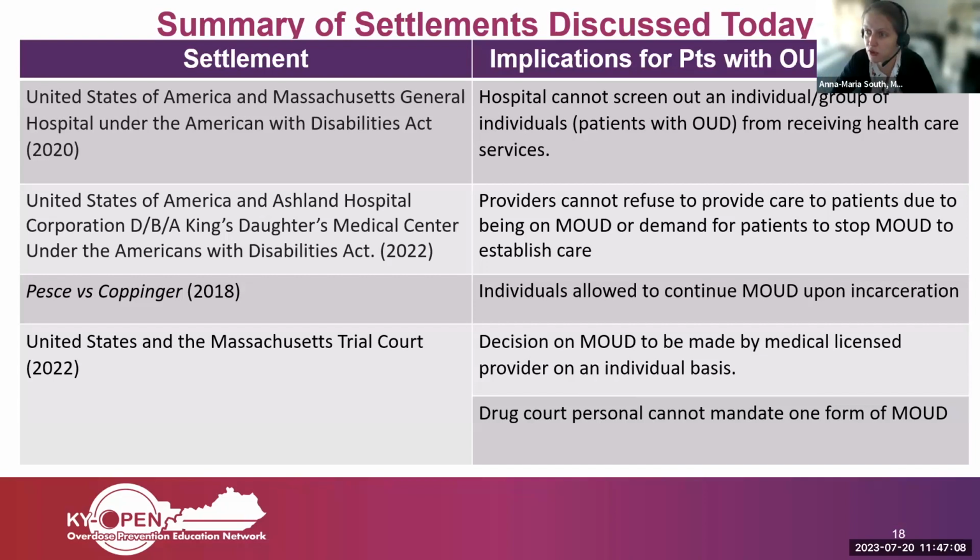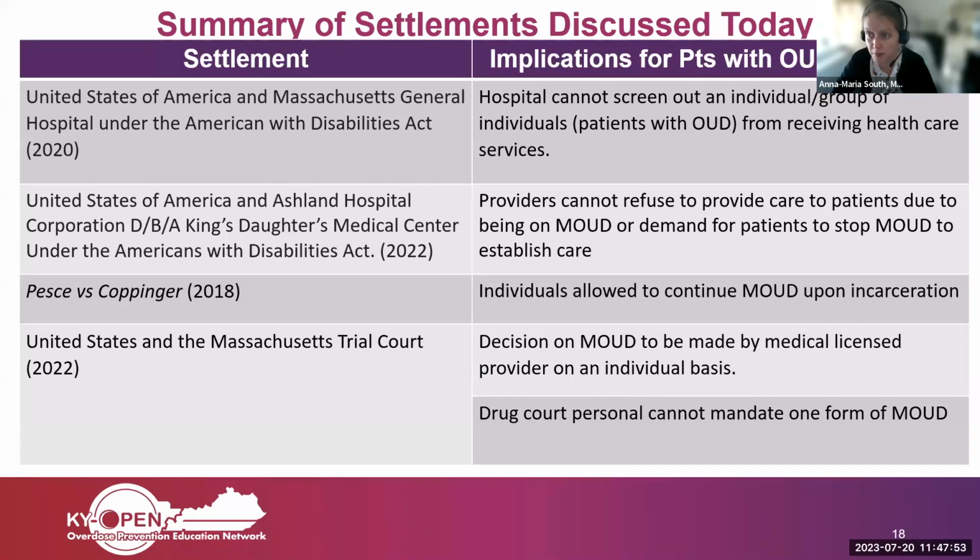I also highlighted a few cases that were related to incarceration. So the first one was Pesca versus Kuppinger. That was also in Massachusetts. This was somebody who was getting incarcerated that was on methadone. And that case said that this patient was allowed to continue methadone while incarcerated. And after that, there were multiple cases, including here in Kentucky, that said that withholding MOUD upon incarceration as a blanket policy is a violation of the ADA. And I also highlighted with that the United States and Massachusetts trial court. And that was a drug court that mandated for every patient to be on Vivitrol to participate in it or to be on parole.